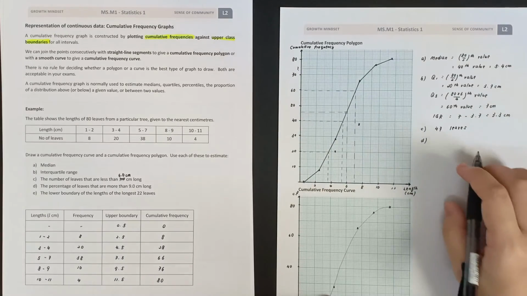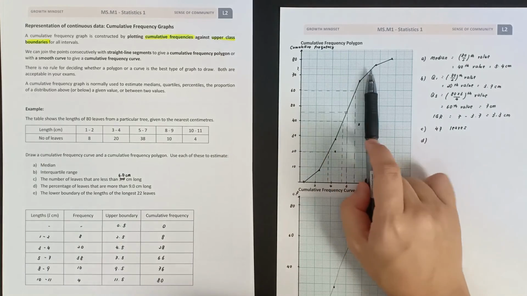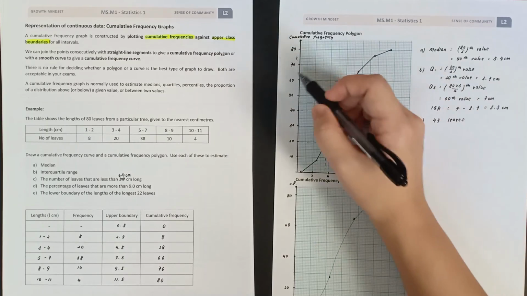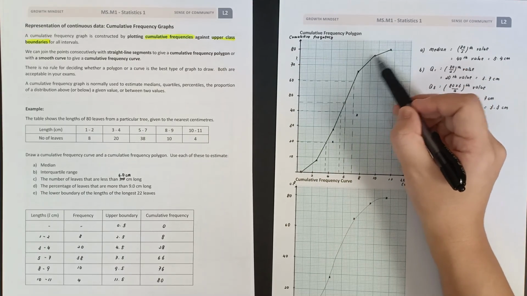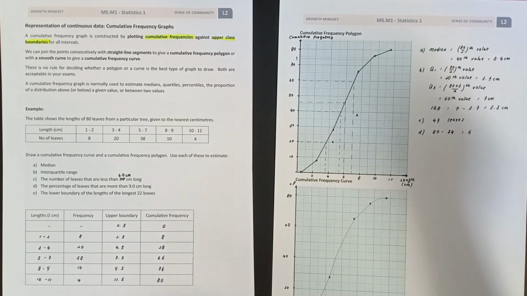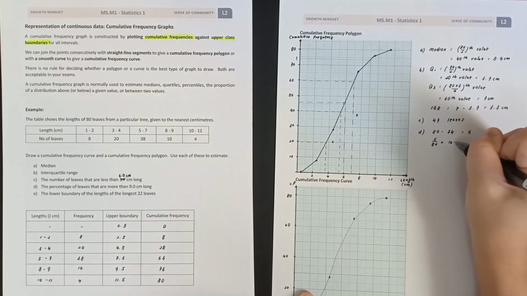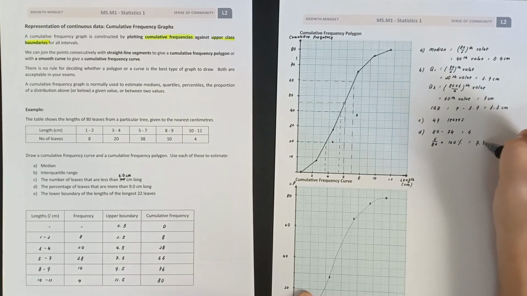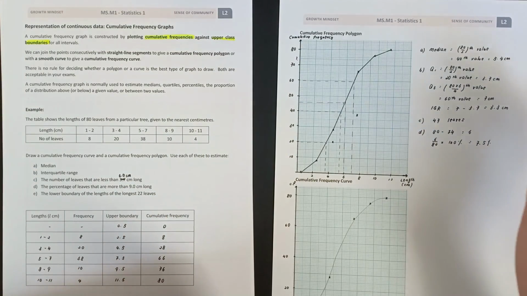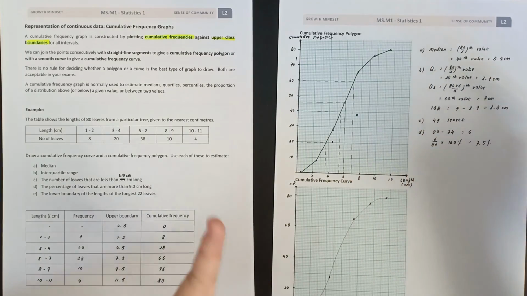Okay, so after you get that, it means that 74 leaves actually have a length less than 9 cm. So for more than 9 cm, what do you need to do? It's going to be this value only. So 80 minus 74, then you get 6. Then this question wants to find out the percentage. So 6 over 80 times 100%, then you get 7.5%. So 7.5% of the leaves have a length more than 9 cm. So less than, you have 74; more than, you have 6.